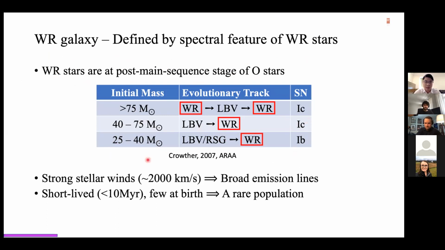These kinds of stars have very strong stellar winds. The velocity can be up to 2,000 kilometers per second, and this creates very broad emission lines in the winds. This is quite peculiar for stars because usually in stellar spectra, we only see absorption lines. But for Wolf-Rayet phases of stars, we can see broad emission lines. This is how we pick them up from the spectrum. They're also very short-lived because they are very high in mass. Their lifetime is estimated to be mostly lower than 10 mega years. And also because they are few at birth, this makes them a very rare population. So both the WR stellar population and the WR galaxy are very rare populations.